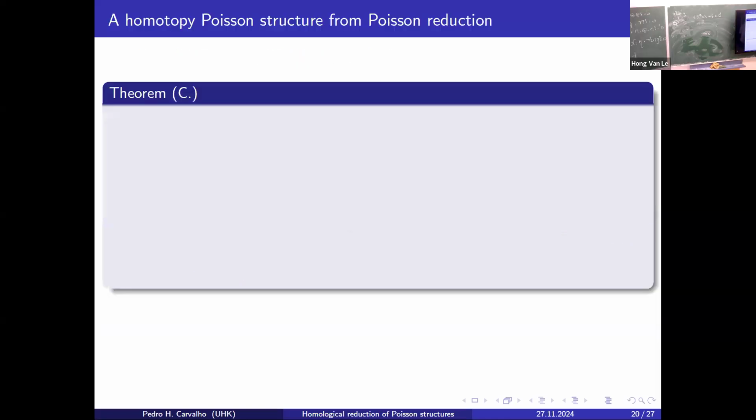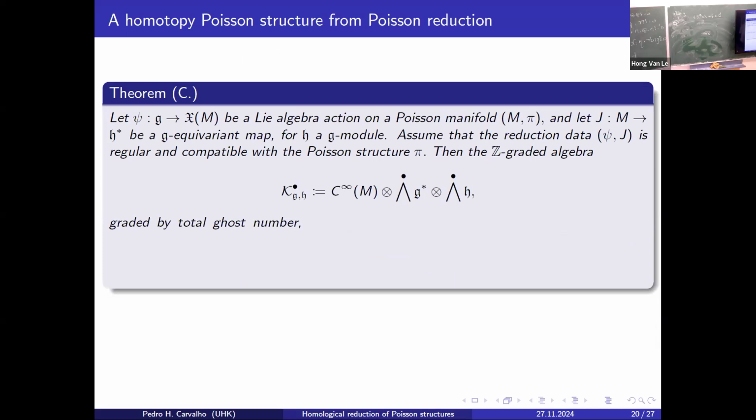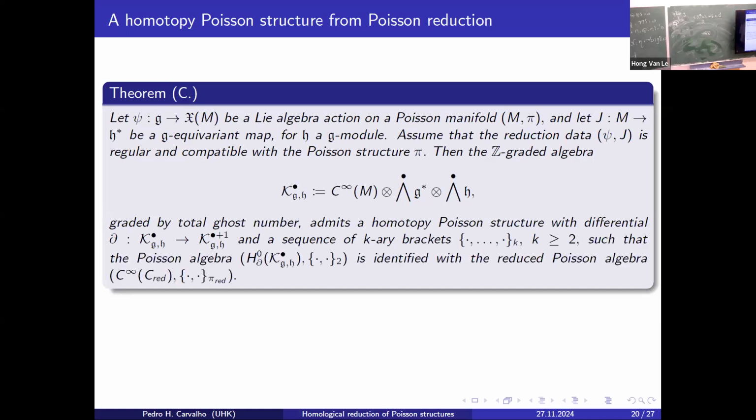Okay, so this is one thing, and now the theorem. The theorem is that we start with the generalized data. So you start with this generalized Hamiltonian setup that I explained, how it appears from the graded thing and so on. And you assume some regularity compatibility conditions, just for the existence of this leaf space. Then this algebra, graded by total ghost number, which is like this difference between the exterior powers in this case, admits a homotopy Poisson structure, so it has higher brackets, but the cohomology still computes the algebra of functions of the reduced space.